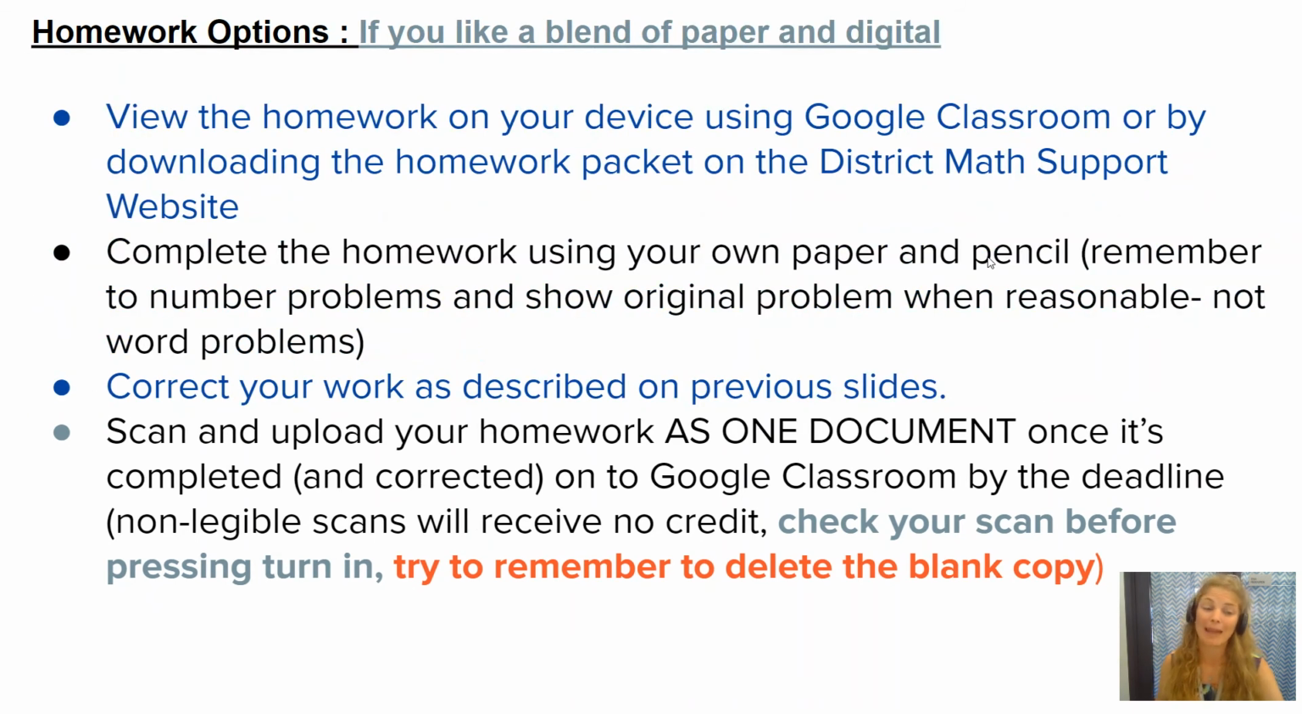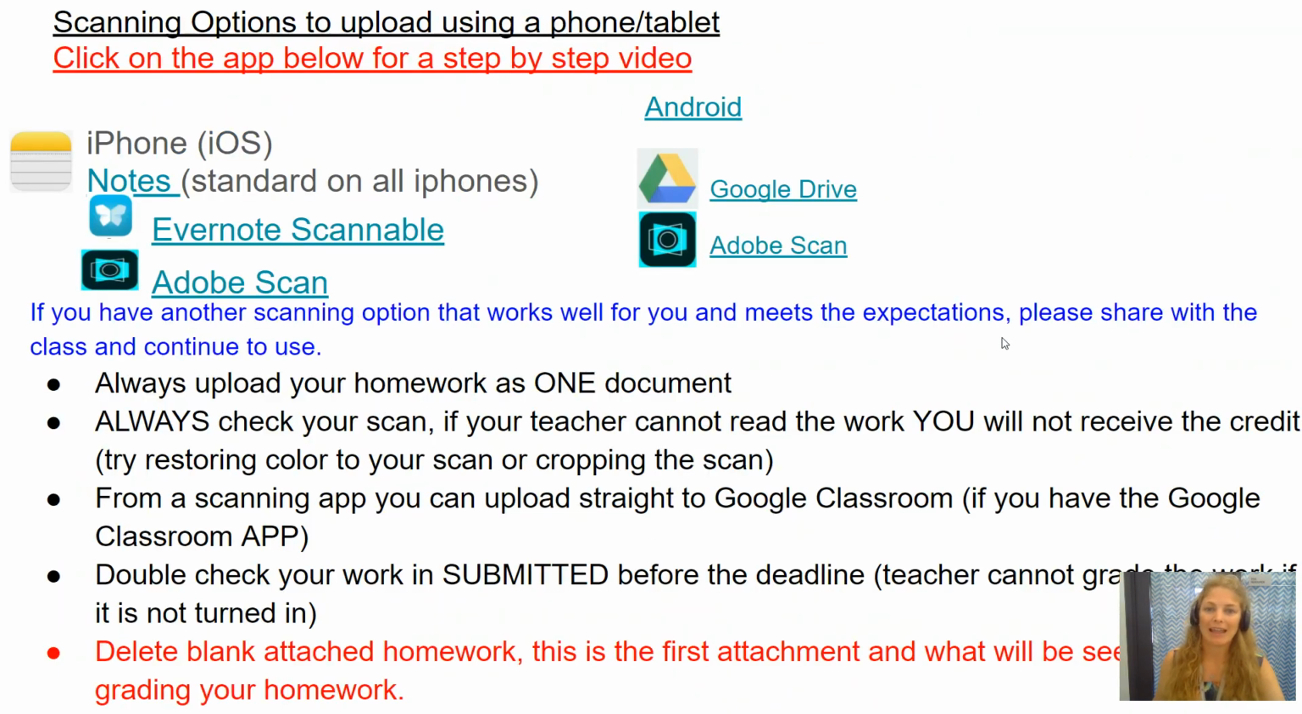If you like a blend of paper and digital, you can always look at the screen, write down the problem number and the original problem, and show your work, correct, and scan in. If you have more questions about scanning, here's a really helpful slide about some apps depending on the device you're using. And again, always check your scan before you submit, because if I can't read your work, I can't give you credit.